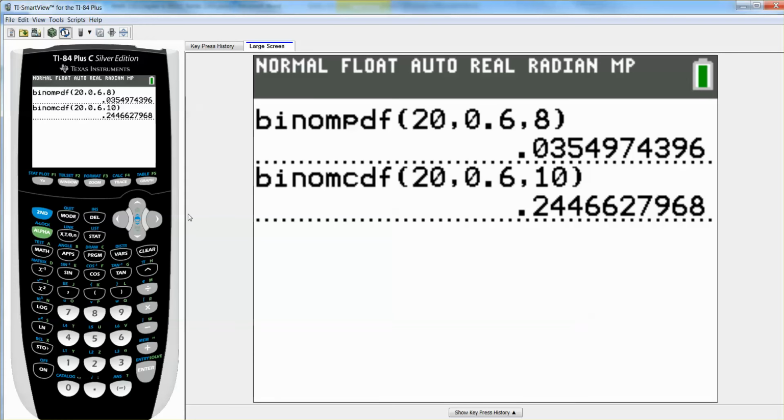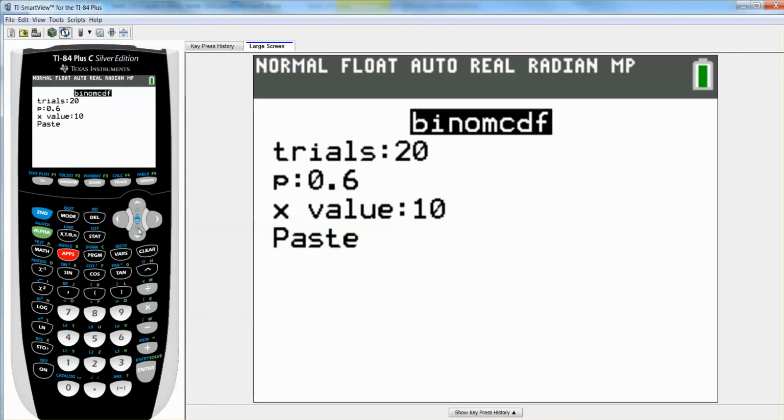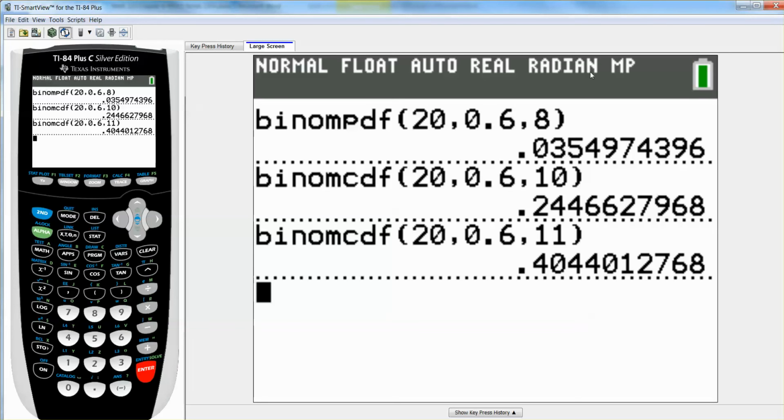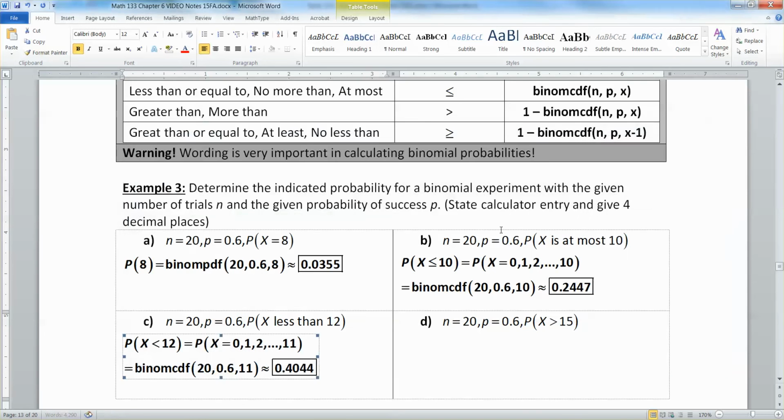So let me teach you another little trick. When you have the same values that you want, you can go back to distribution and you could pick alpha B right there, and then a 20, 0.6 and 11. So the alpha B means you don't have to go all the way down with your down arrow all the time to get to the value. So it's 0.4044. So there we have it. Done with that.